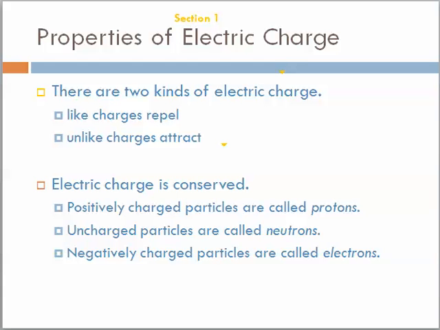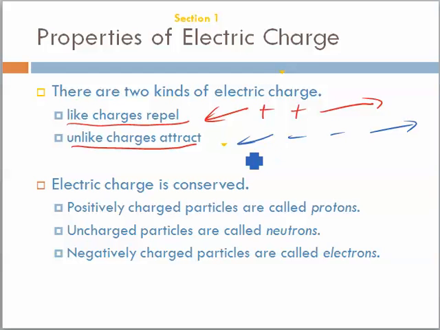Properties of electric charge. There's two kinds of electric charge. One kind is charges that repel each other. The other one is when charges attract. Well, like charges repel, so a positive and a positive would repel each other. Likewise, a negative and a negative would repel each other. Unlike charges, well, a positive and a negative charge, they're going to be attracted towards each other.